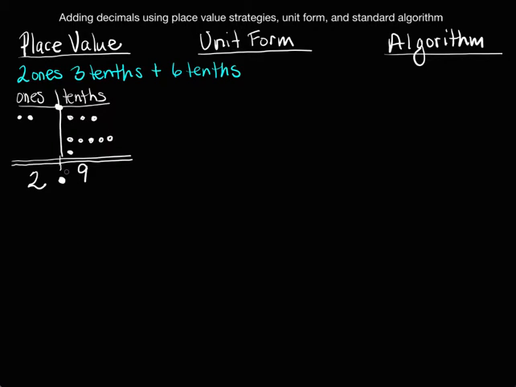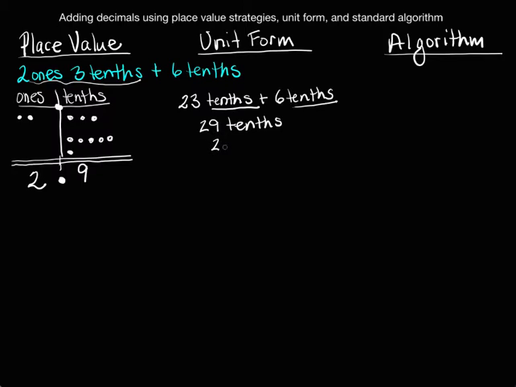Now I'll use the unit form. When I use the unit form, I can do a couple different things here. I can look at 2 ones. Here's my 2 ones and 3 tenths, and I'm actually going to rewrite that. 2 ones, 3 tenths is 23 tenths. When I'm adding decimals, it's important that I only add like units. So now I have tenths and I have tenths, so I can add my numbers together. 23 plus 6 is 29, so that's 29 tenths, and 29 tenths is 2 and 9 tenths.